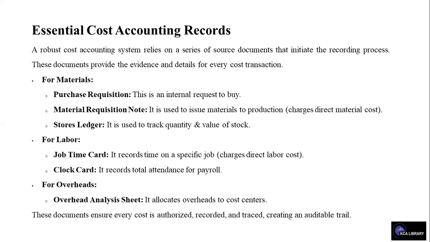For labor, we have accounting records like the job time card, which records time on a specific job. It also includes the clock card, which records total attendance for payroll. As for overhead, an essential record for cost accounting is the overhead analysis sheet, which allocates overhead to cost centers. These documents ensure every cost is authorized, recorded, and traced, creating an auditable trail.